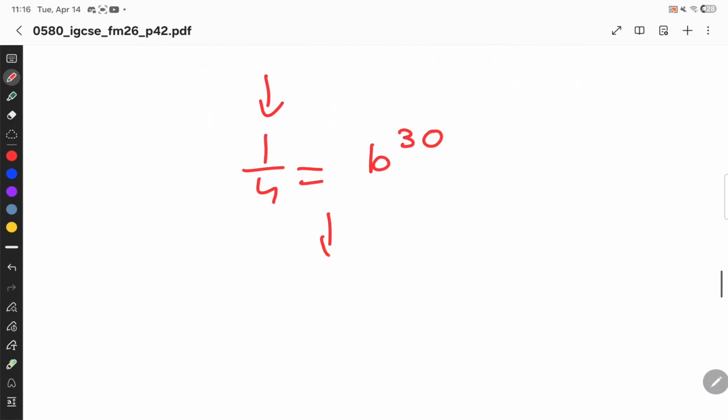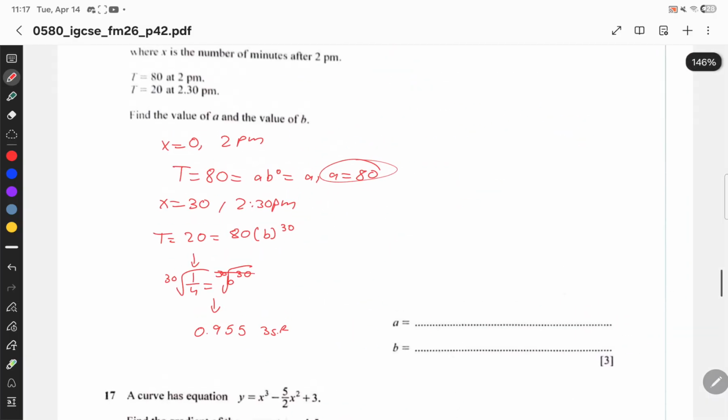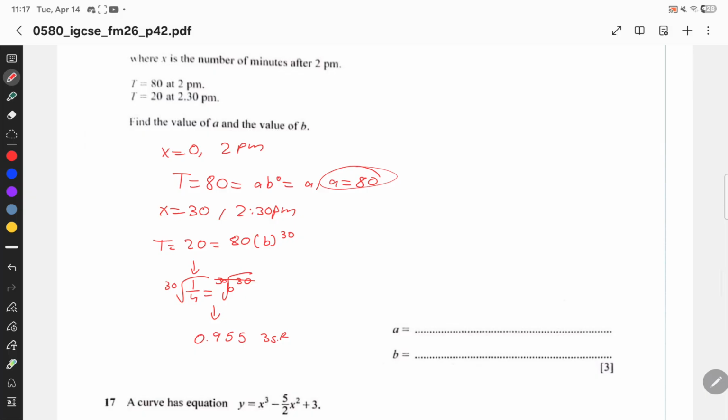Then we take the square root of 30, no, radical index 30 on both sides. Yes. So this gives us a value of 0.955. Value of A and the value of B. So A is 80 and value of B, I hope this is correct.